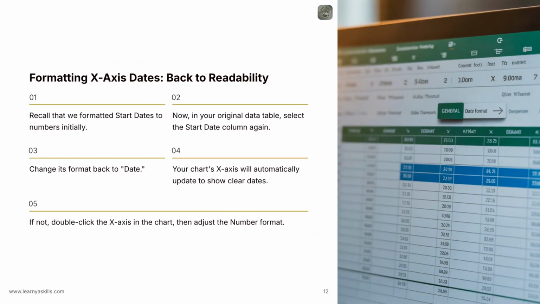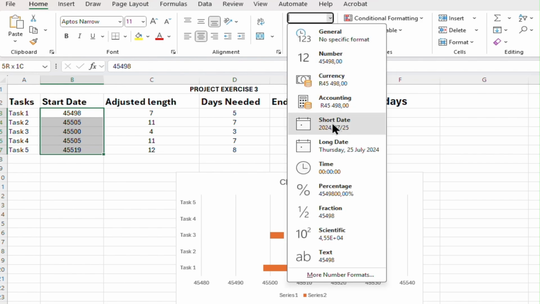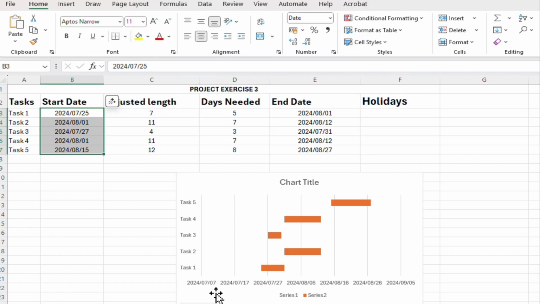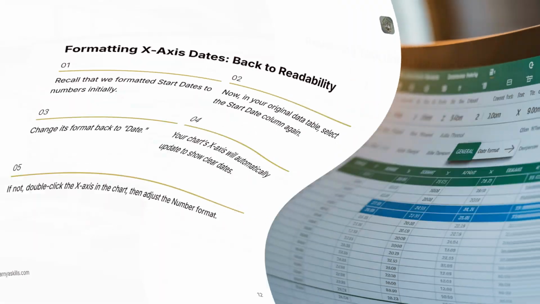Remember our earlier critical step of formatting the start dates to numbers. Now that the chart is built, we need to revert that. Go back to your original data table in Excel, select the start date column again, and change its format back to date, e.g., short date or long date. Your chart's horizontal x-axis should automatically update to display clear, recognizable dates. If it doesn't, double-click directly on the x-axis in the chart, and in the Format Axis pane, explicitly set the number format to date. This makes your Gantt chart much more intuitive to read.